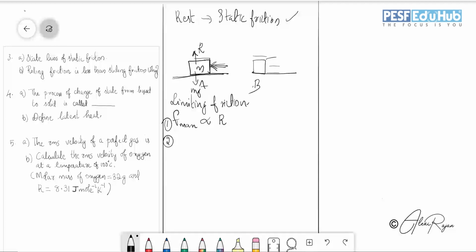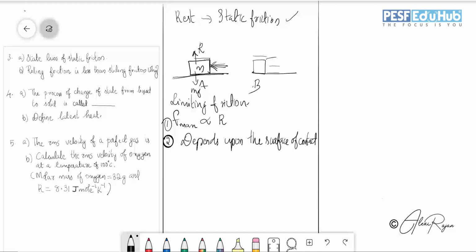And one more important point is that the static friction depends upon the surface of contact, or the area of the surface of contact. So here, as the area increases, obviously the friction will also increase. The area of contact increases, the friction will increase there. So this is the second thing, it depends upon the surface of contact.